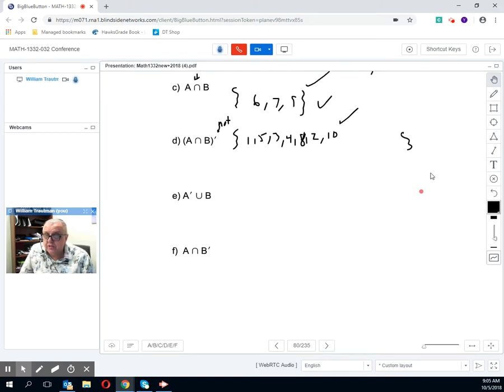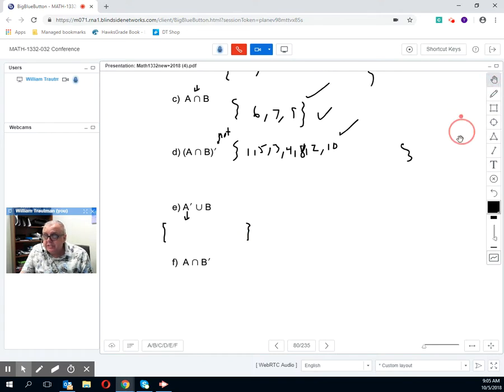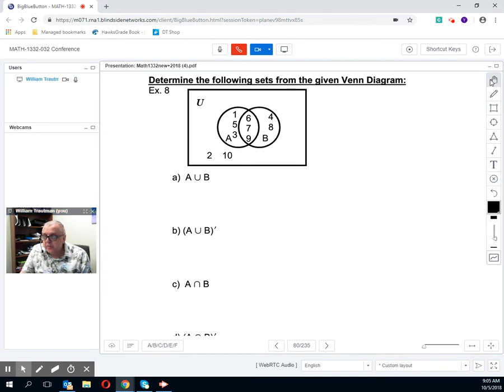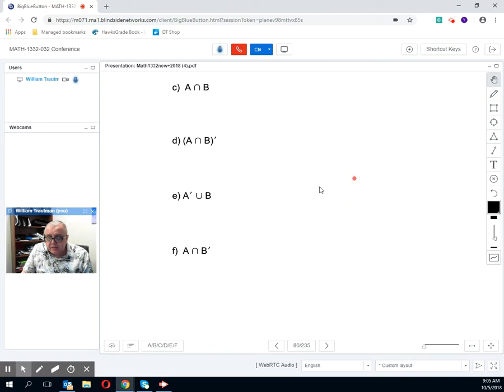Okay, so we have a couple more. In order to do these problems like this E, you have to write each set out separately. So first we want to write the numbers that are not in A. Let's look at the set. Here's A. All these numbers are in A. Which numbers are not in A? 2, 10, 4, and 8. The numbers not in A are 2, 10, 4, and 8.